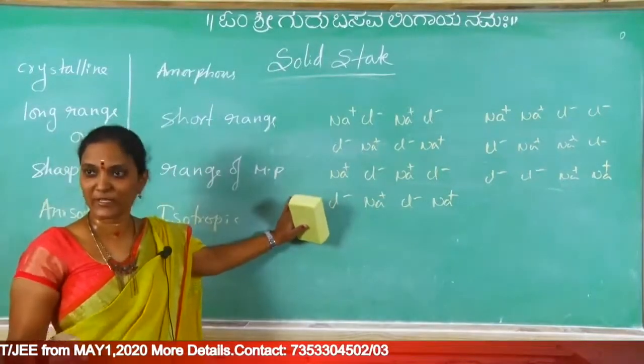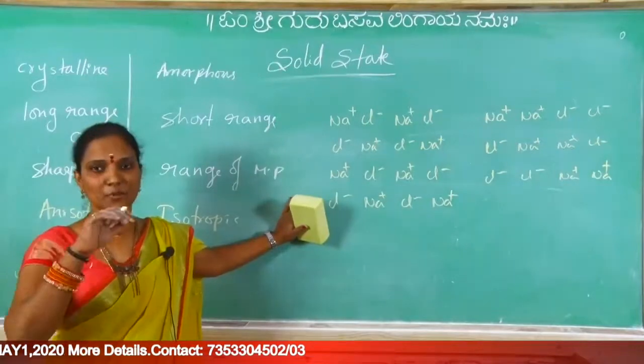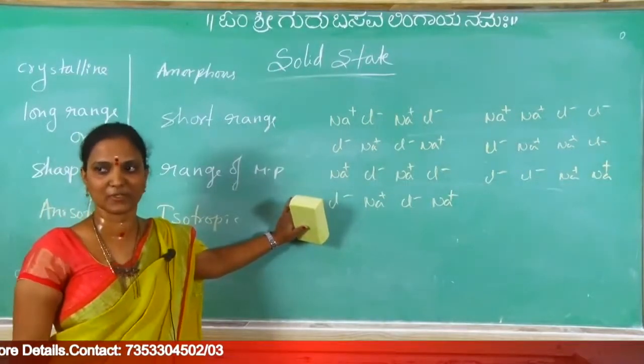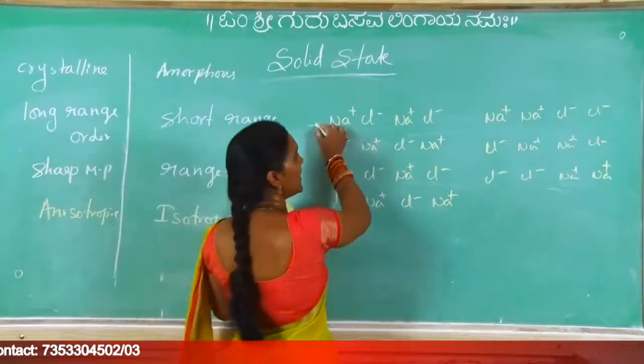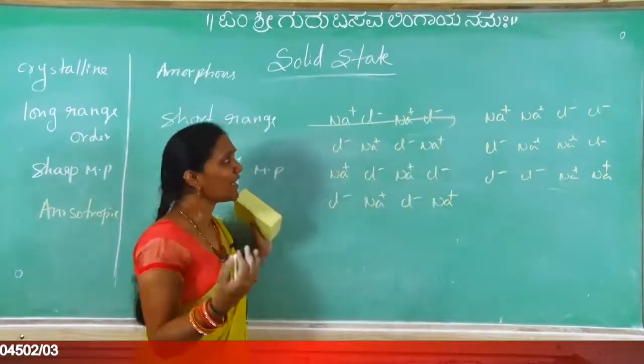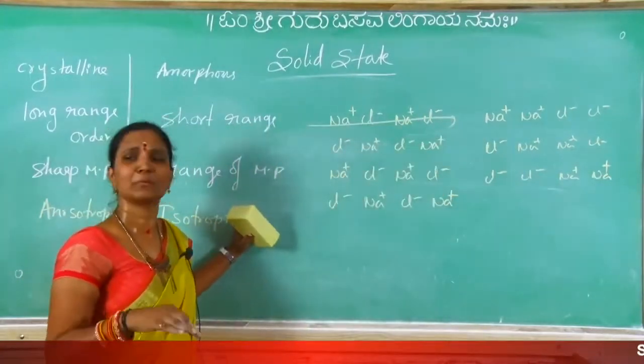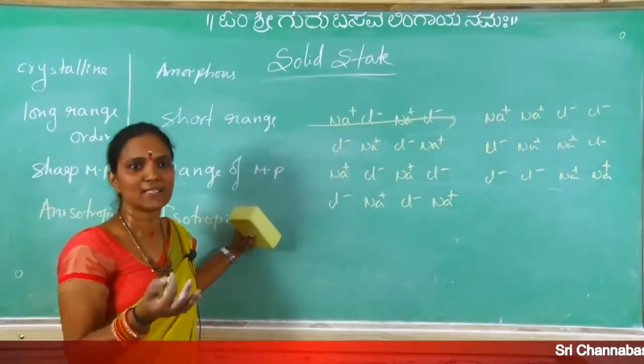Now anisotropic, isotropic. Some physical properties. For example, conductivity we are observing. Conductivity in this direction. Now we are getting the conductivity answer from Na plus and Cl minus.